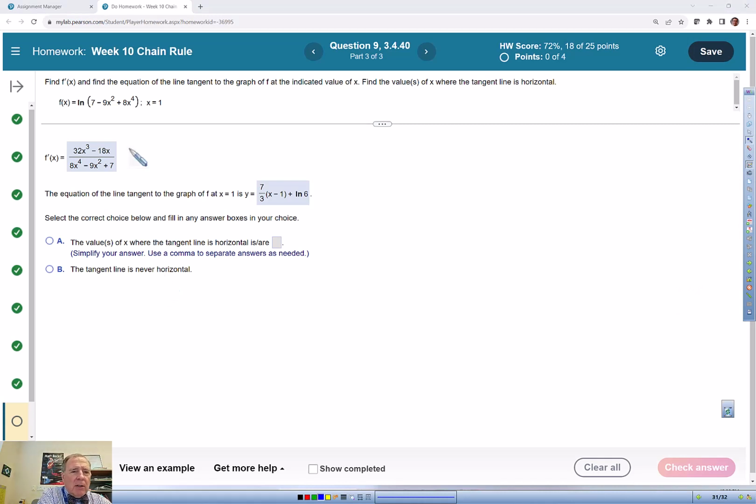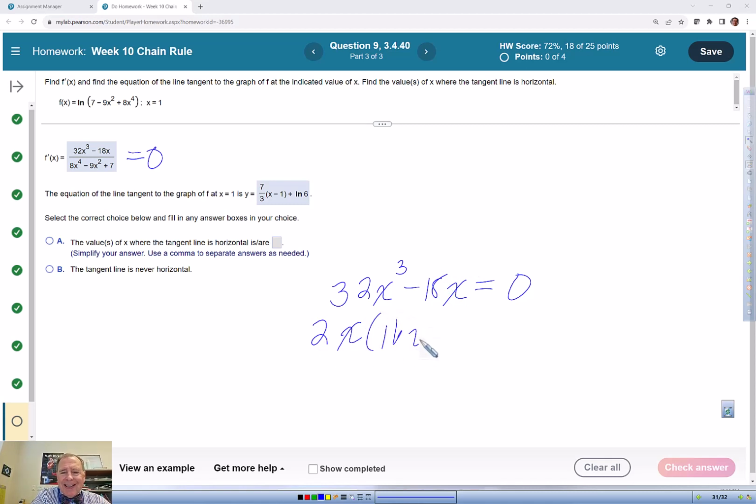And now we do have a little bit of work to do to find out where we have a horizontal tangent line. The only way for this fraction to equal 0 is for the numerator to equal 0. So we're going to set 32x cubed minus 18x equal to 0. Now I can factor out an x and a 2. So 2x times 16x squared minus 9 equals 0. So one of my solutions is going to be x equals 0.